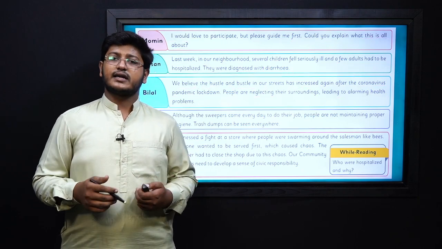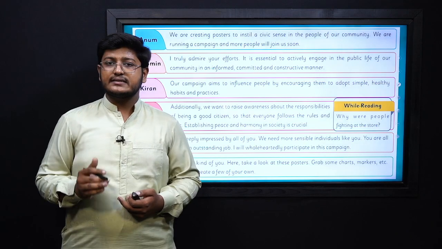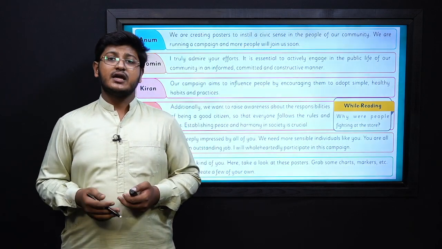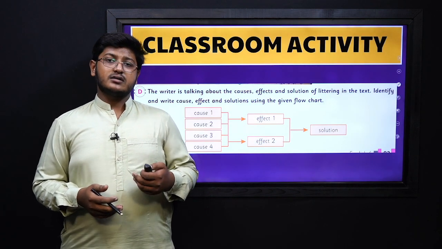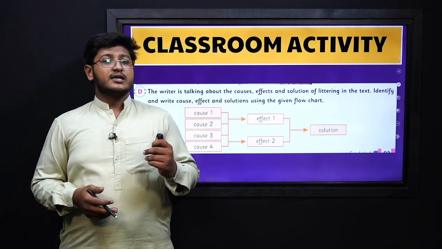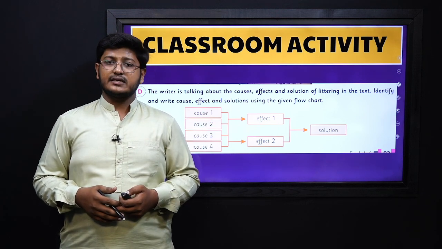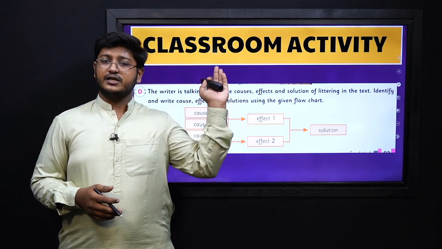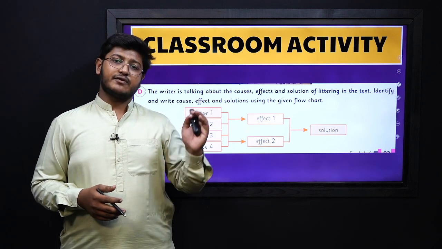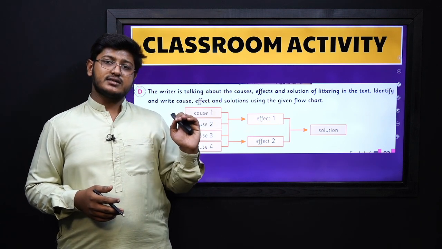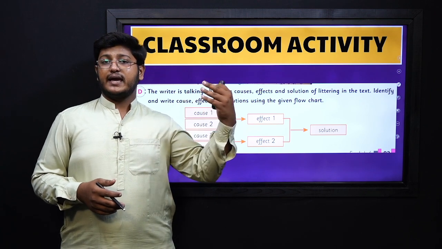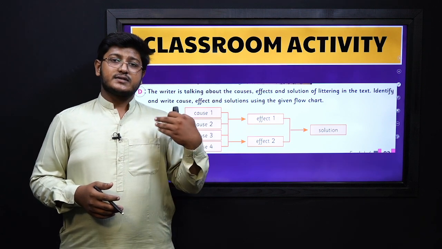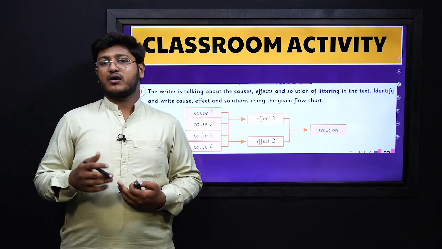So this is how the organizational patterns are presented in the text, and this is how the cause and effect relationship is illustrated in the text. I hope you guys have understood how to identify cause and effect. So here is a classroom activity. You have to read the complete text, identify different effects and their causes, and then by identifying the cause and effect, you can suggest a strong solution according to the problem.